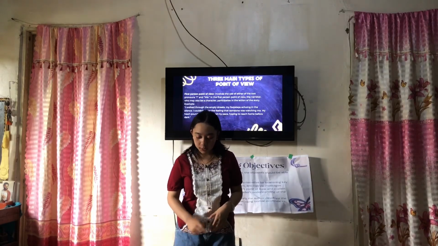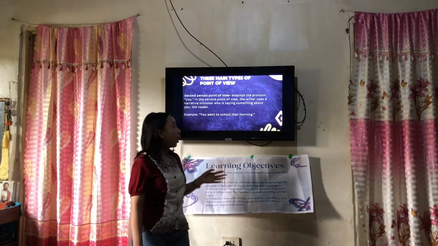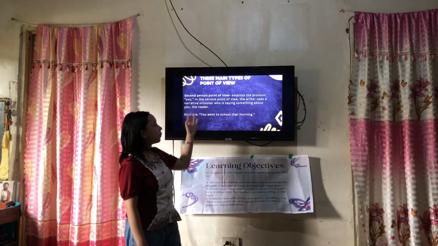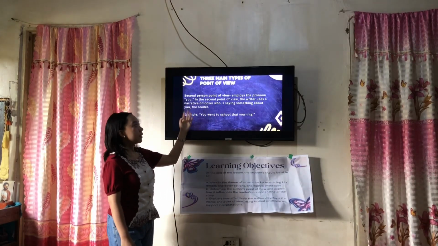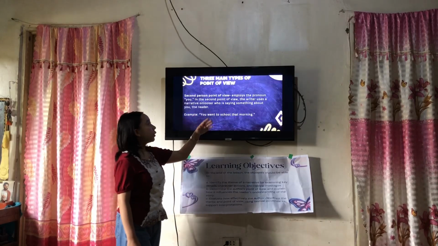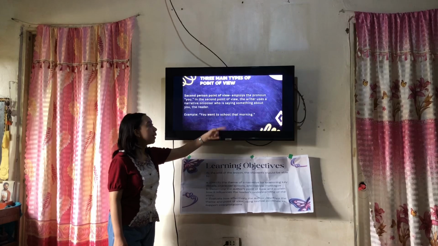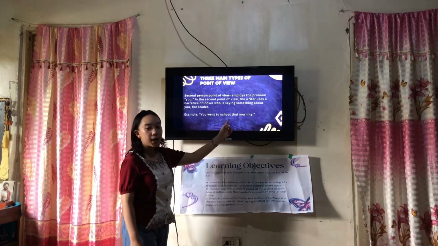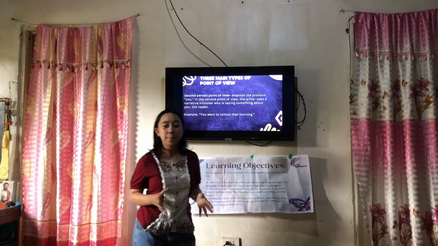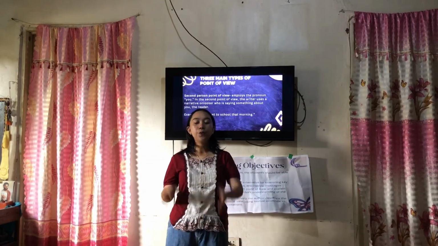So in this example, the narrator is part of the story and shows us how they feel and what they experience. So next is second person point of view. Second person point of view employs the pronoun you. In the second person point of view, the writer uses a narrative onlooker who is saying something about you, the reader. Example, you went to school that morning. So in this type, the narrator talks directly to you. Very good.